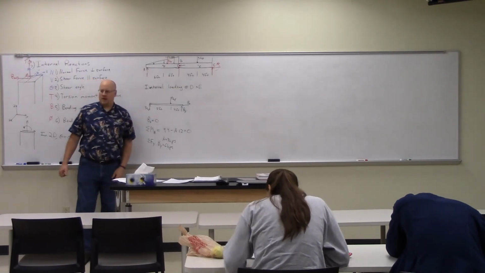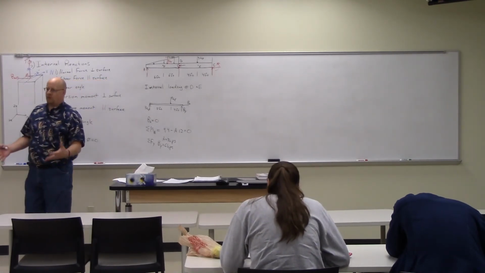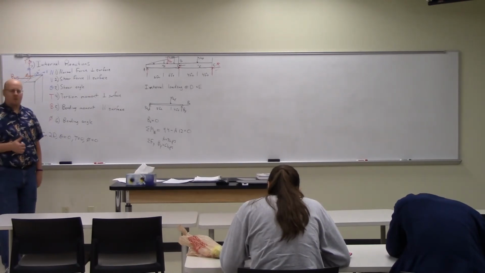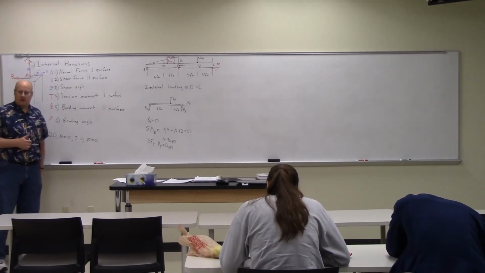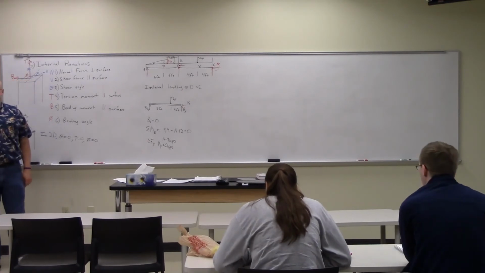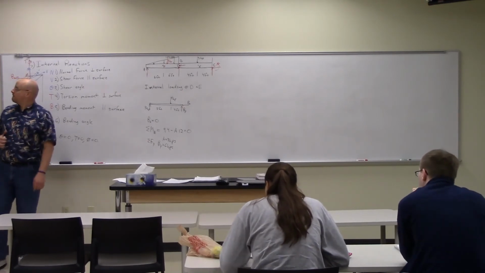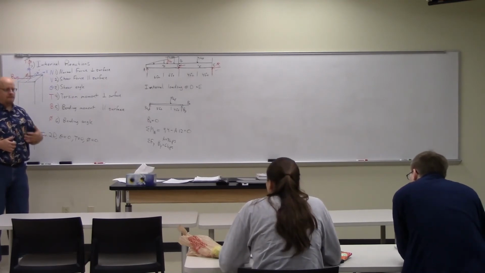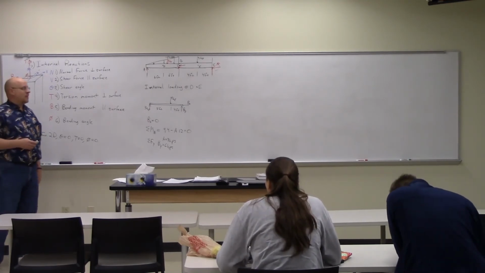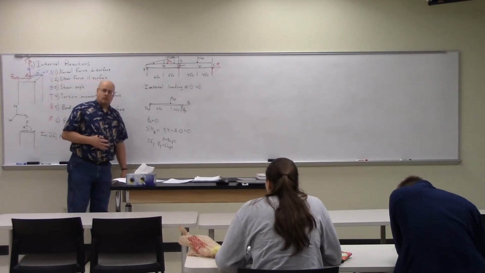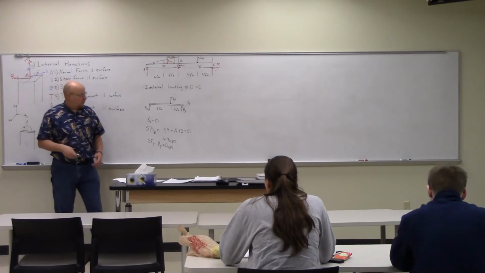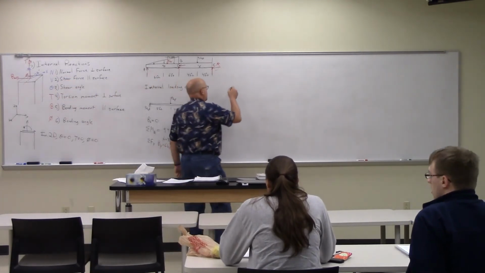I've got to find the internal loading at D. How do I do internal loading? What method do I do to find the internal loading at D? I would take a section. I would do a method of sections kind of approach. Right, so now we're going to cut it at D.